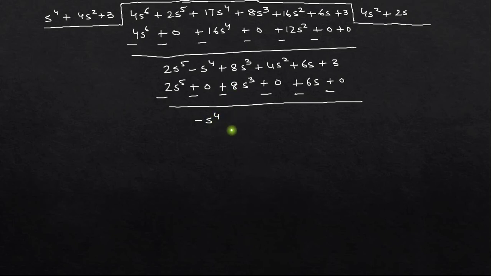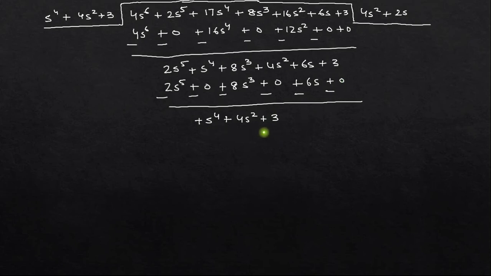This should not be minus. Let me check. Over here we got 17s raised to power 4 plus minus 16s square, so I will get plus s raised to power 4. Okay, so this should be plus. Similarly, these two will cancel out, and the subtraction of these two will give plus 4s square. This will cancel out. I will get plus 3 from here.